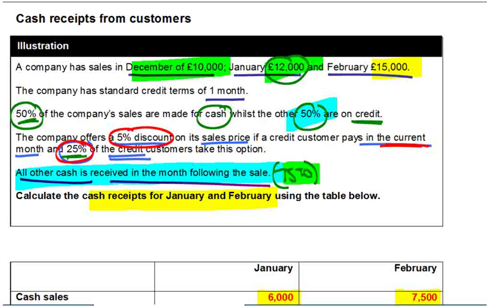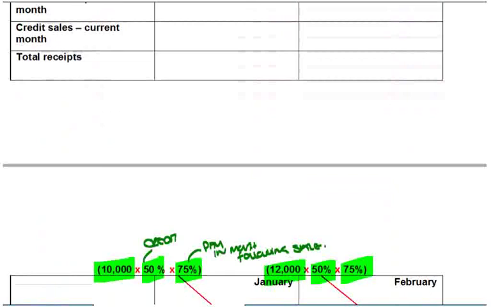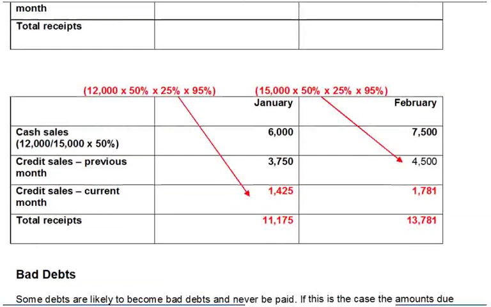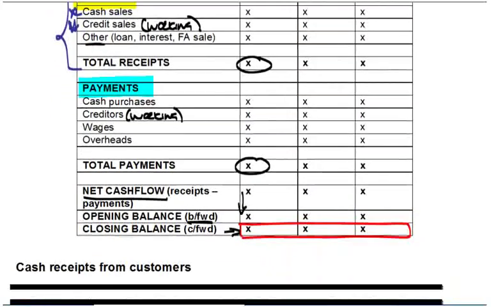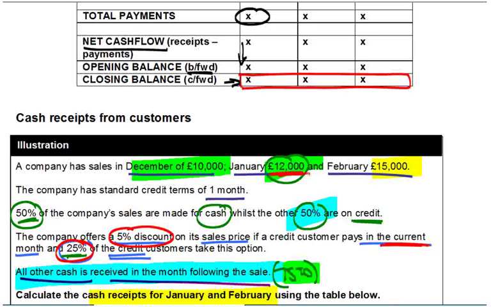Okay then, so looking at our calculations down here, next one we're looking at credit sales, the ones that come through in the current month with the discount on. So this time I'm looking at my current month sales, because remember those are going to get paid in the current month even though they've been extended some credit terms. So January is my current month I'm looking at, and we said £12,000 worth of sales in that January month.